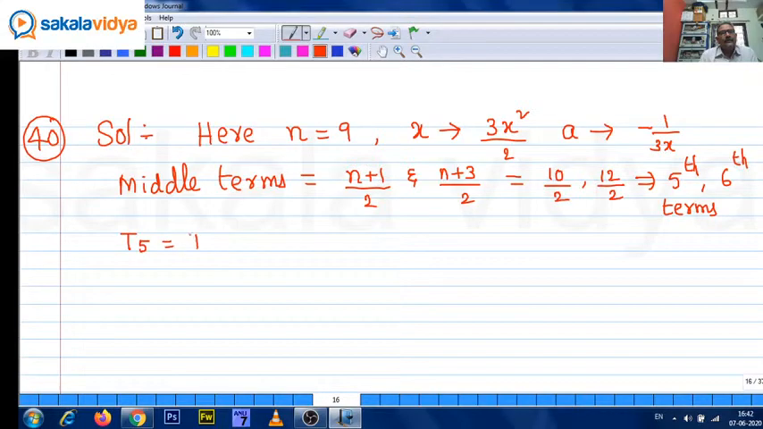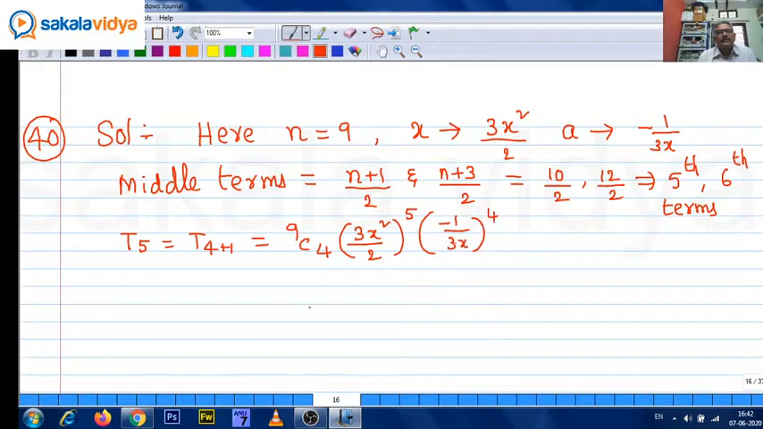T5 equals T4+1, you can write. T4+1 equals 9C4 into (3x²/2)^5 into (−1/(3x))^4. So this we can write as 9C4 (3/2)^5 into (1/3)^4, because (−1) to the power 4 is plus only. This is x^10 by x^4, which is x^6. This is one middle term, T5.